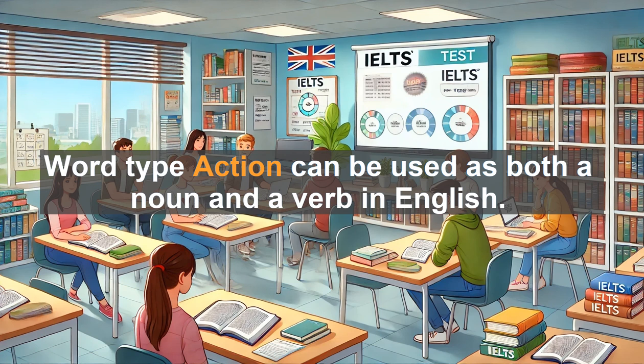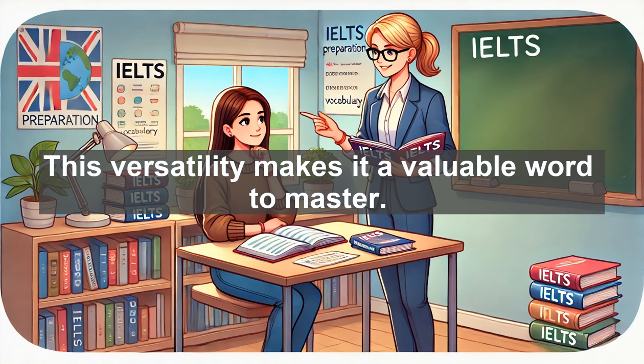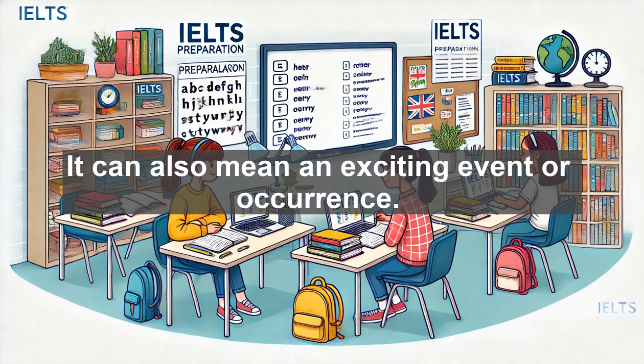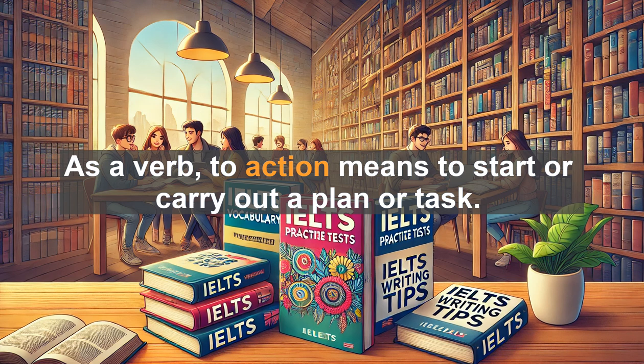Word type: action can be used as both a noun and a verb in English. This versatility makes it a valuable word to master. Meaning: as a noun, action refers to the process of doing something, especially to achieve a goal. It can also mean an exciting event or occurrence. As a verb, to action means to start or carry out a plan or task.